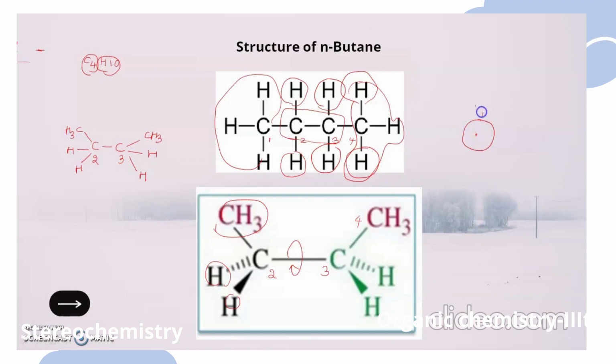And to the center atom, what are the 3 substituents present? It is having a methyl group, it is having hydrogen, and it is having hydrogen. This is C2 carbon. C3 carbon is represented with a circle, and what are present here? Here it is also having a hydrogen, and it is having a methyl group. So this is the Newman projection formula of your n-butane.